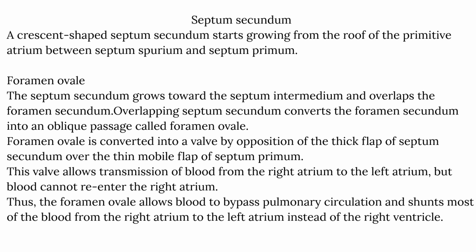Foramen ovale is converted into a valve by opposition of the thick flap of septum secundum over the thin mobile flap of septum primum. This valve allows transmission of blood from the right atrium to the left atrium, but blood cannot re-enter the right atrium. Thus, the foramen ovale allows blood to bypass pulmonary circulation and shunts most of the blood from the right atrium to the left atrium instead of the right ventricle.